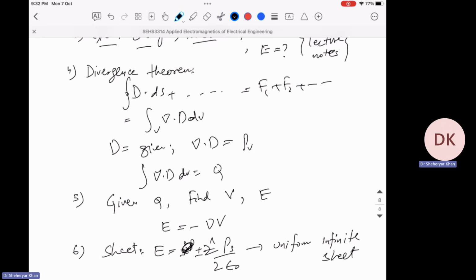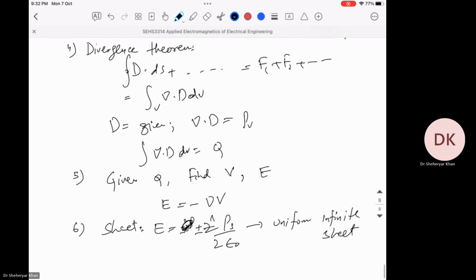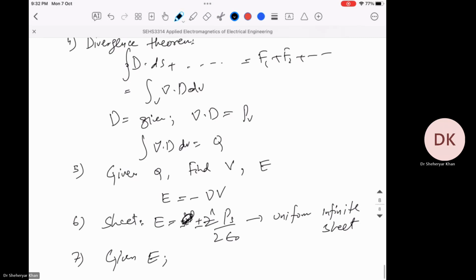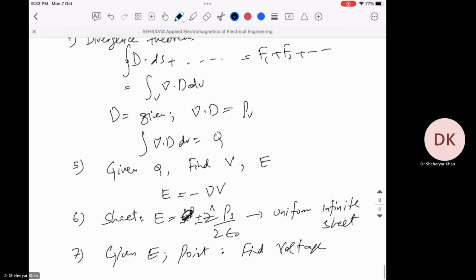Uniform infinite sheet. Okay. If you do this for the midterm exam, then you can almost 100% do the midterm and 70% of the final exam.